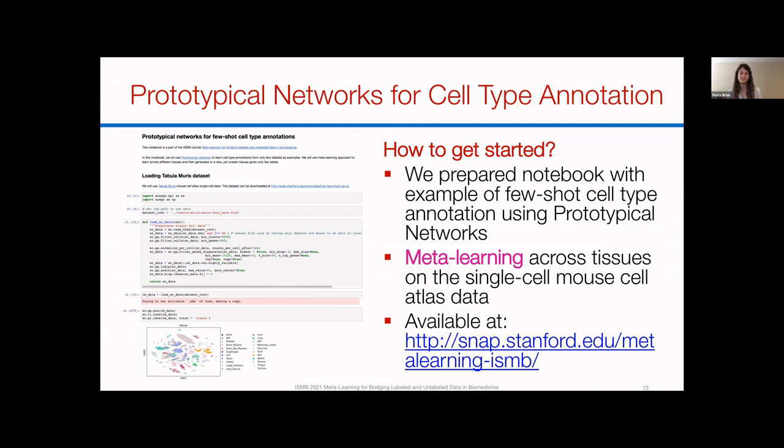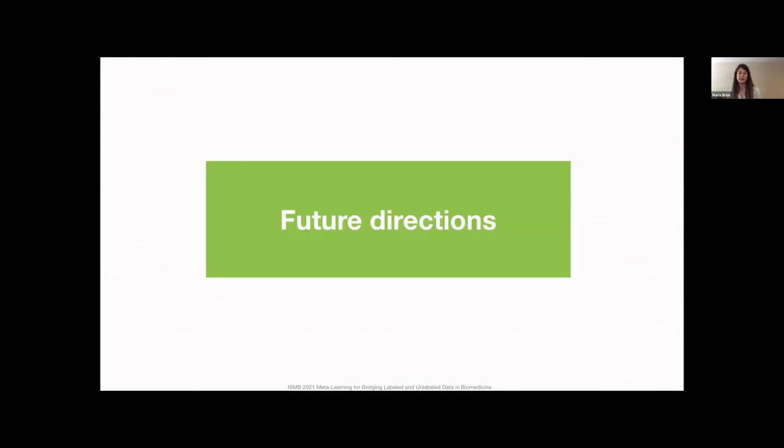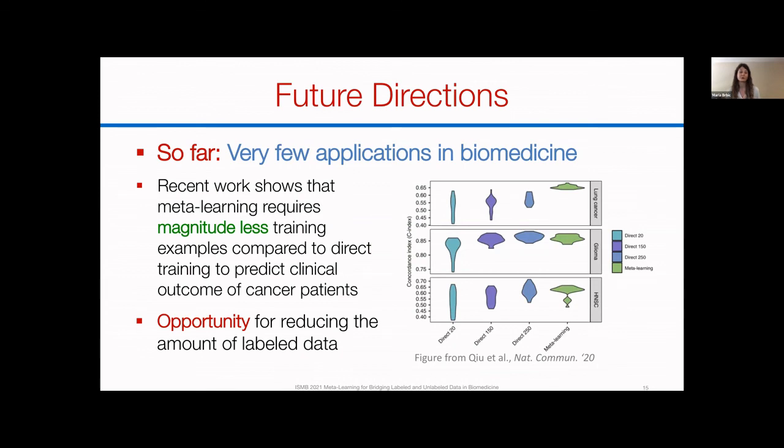And finally, let's outline some of the future directions for applying meta-learning models in biology and biomedicine. So far, there have been very few applications of meta-learning methods in biology and biomedicine, and most of them we covered in this tutorial. But datasets with a small number of labeled examples are ubiquitous in biomedicine due to the huge manual effort we need to annotate this data, and also our limited knowledge of complex biology. So there is a huge opportunity to broaden the range of applications of these methods and to use them to solve challenging and important problems in biology.